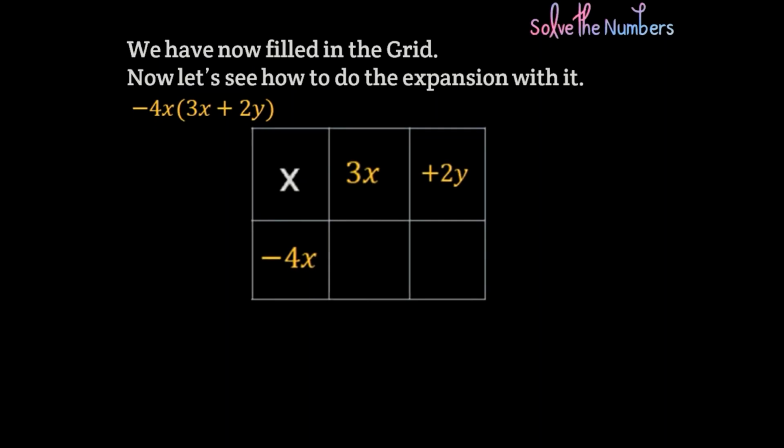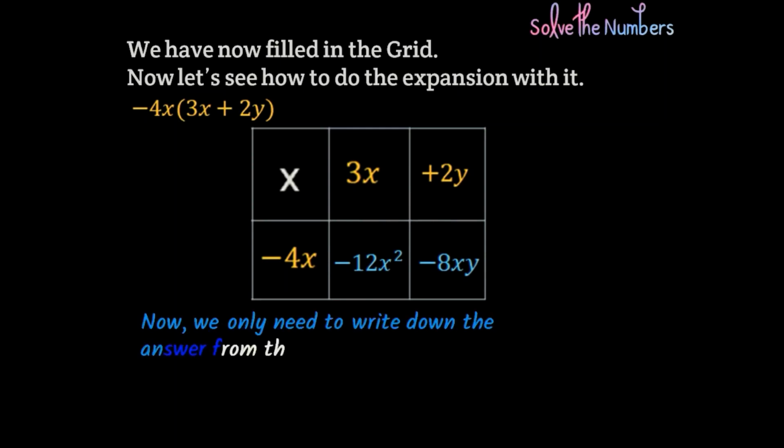We have now filled in the grid. Now let's see how to do the expansion with it. First, we multiply negative 4x by 3x and write the answer below, which is negative 12x squared. Then we multiply negative 4x by positive 2y and we write the answer below, which is negative 8xy. Now we only need to write down the answer from the lower cells, which is negative 12x squared minus 8xy.